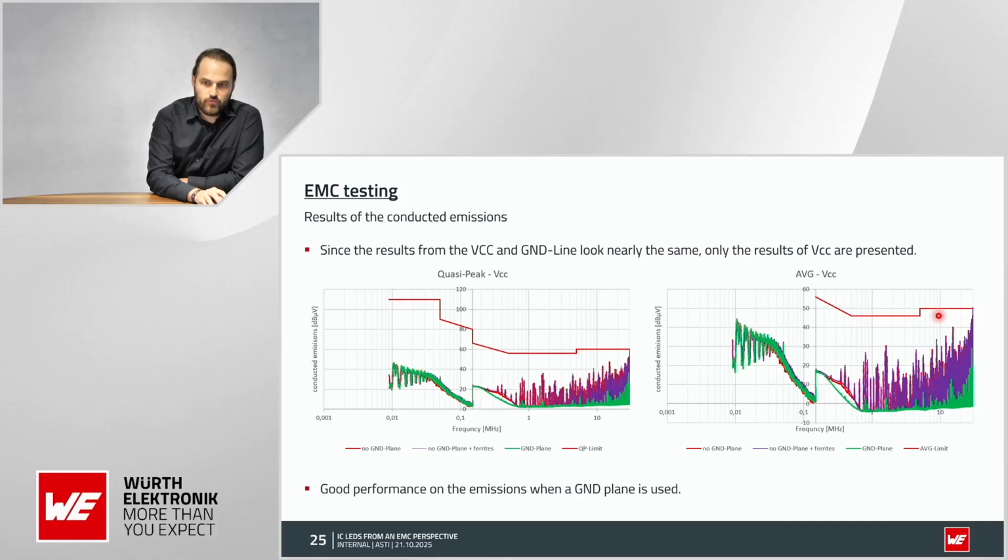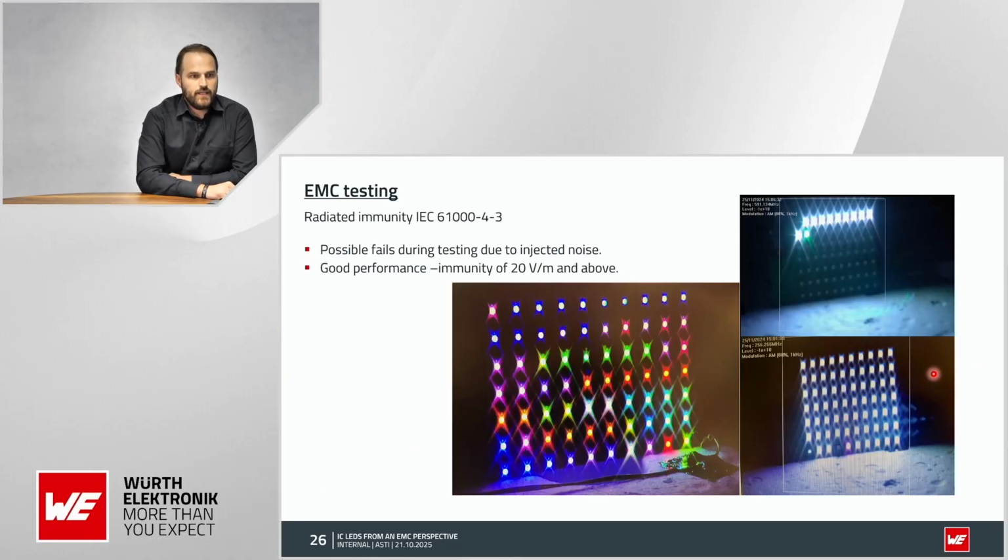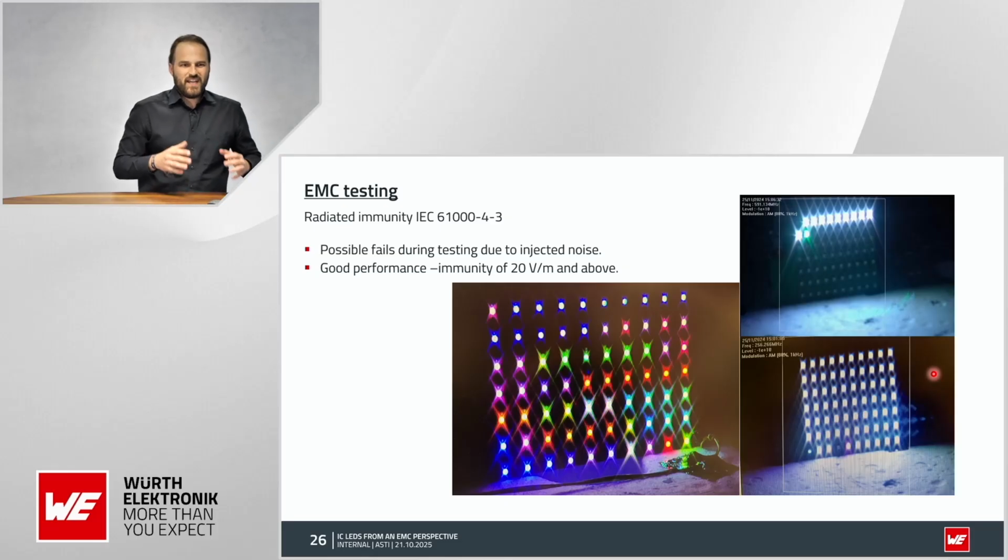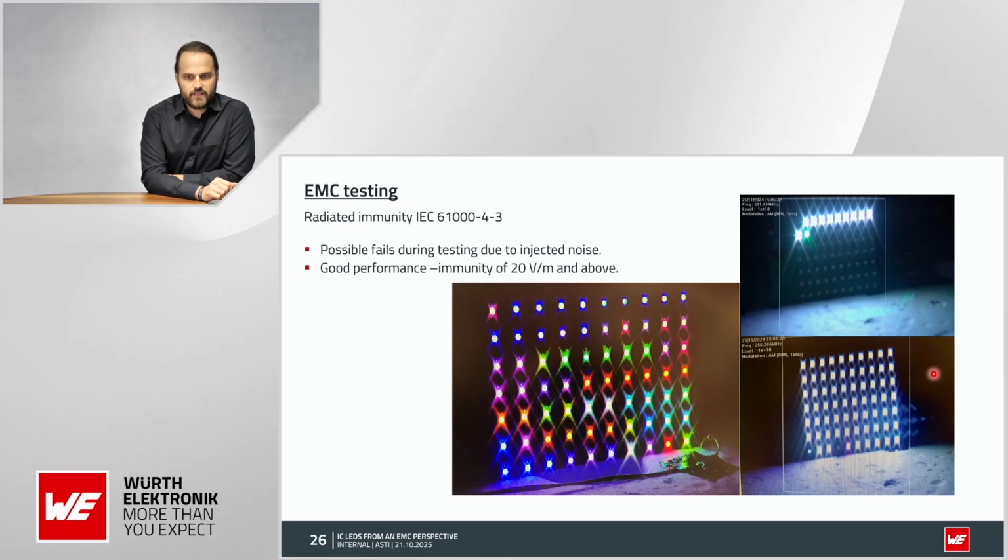Again, we can see from a performance point of view, from the conducted emission, the ground plane PCB is working best. Now let's jump to the immunity testing. What happens when we get immunity issues with IC LEDs? Here are different screenshots from the testing. At certain points we had a loss of string, so some IC LEDs were not lighting anymore.